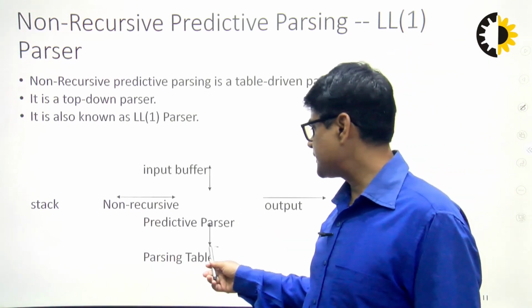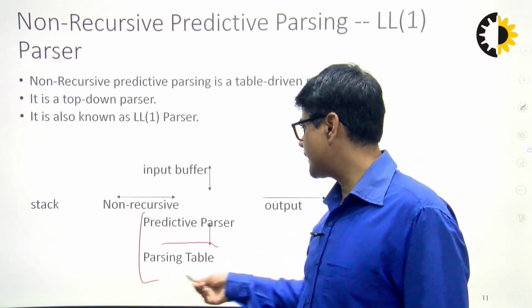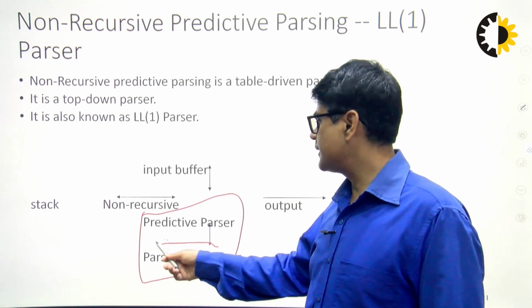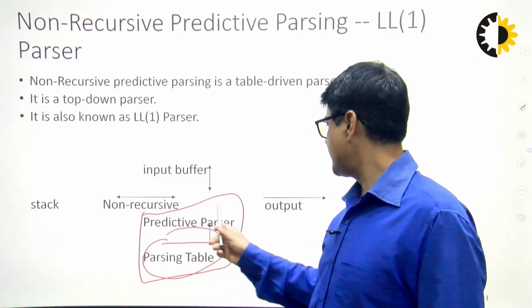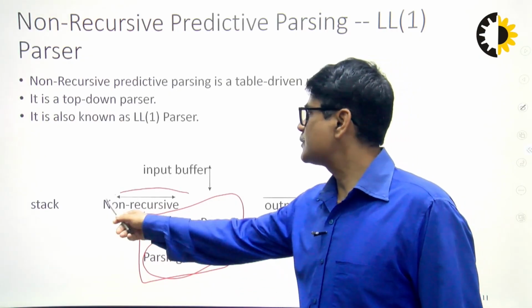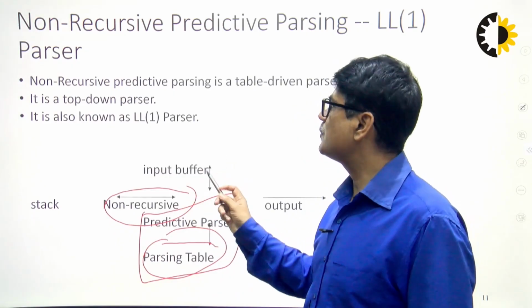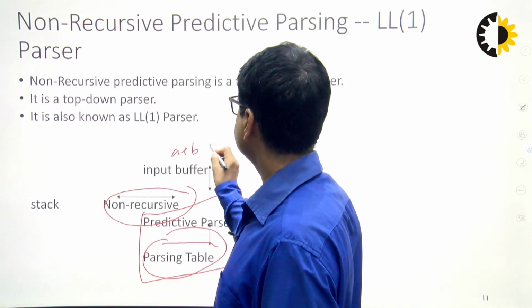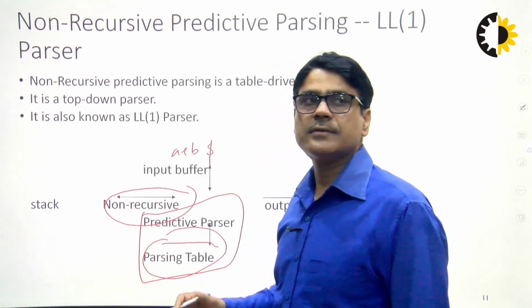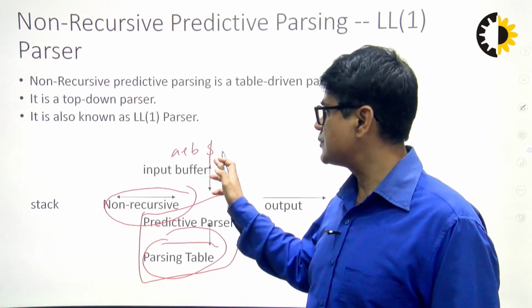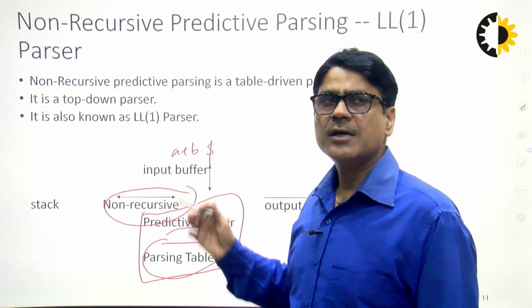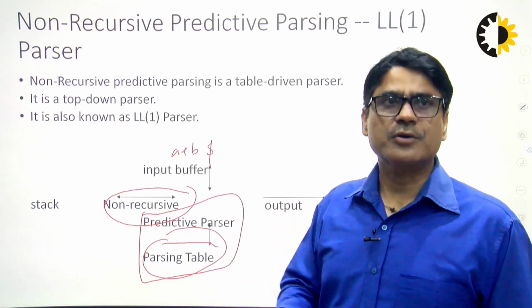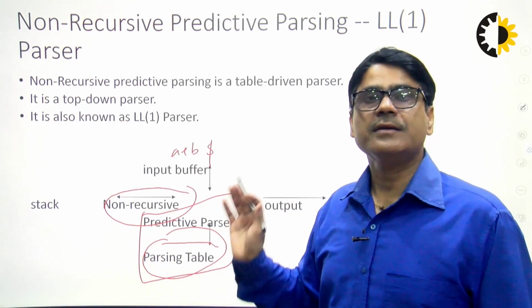There is a parsing table. This is the predictive parser area. Here we have a predictive parsing table, and one non-recursive program is used. There is an input buffer. So what is the input buffer? a plus b dollar, where dollar is the right-hand marker. Why are we using these markers? So that we can complete the process and indicate that it has been completed.